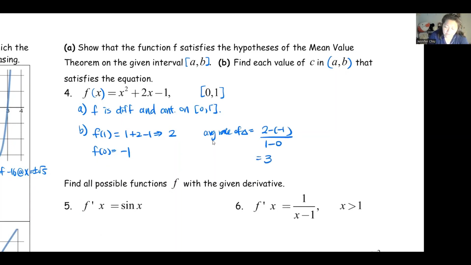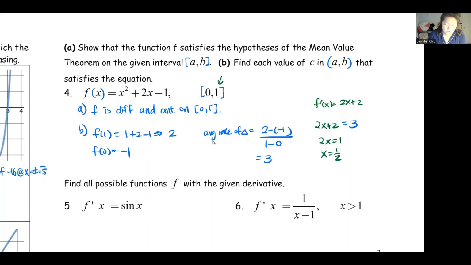Now, part 2 to my equation is finding the derivative. So f prime of x is 2x plus 2. And so I take that 2x plus 2, that's my derivative, and set it equal to the average rate of change that I just got. And now I solve. I get 2x equals 1, x equals 1/2. So the value 1/2 is in this interval of 0 to 1. So at this value of 1/2, this is where my derivative is equal to my average rate of change.